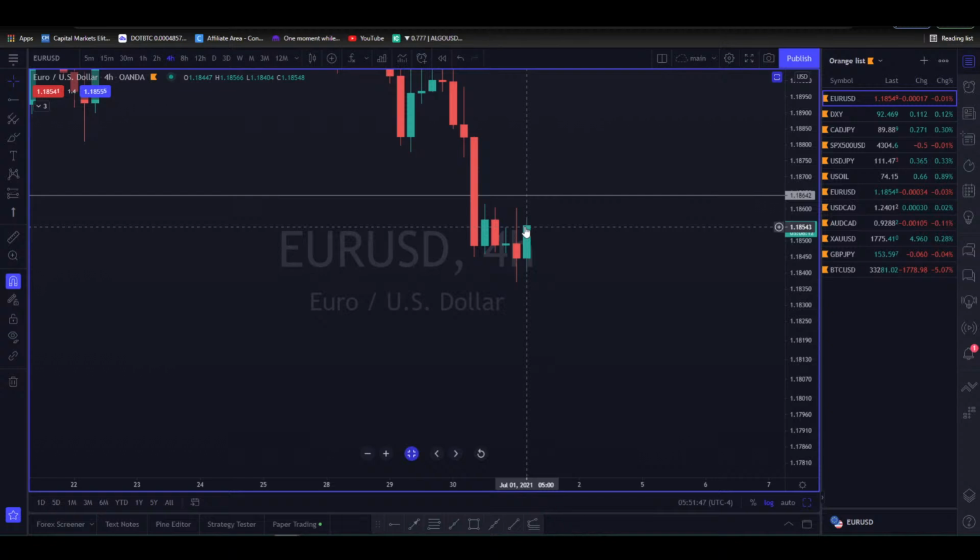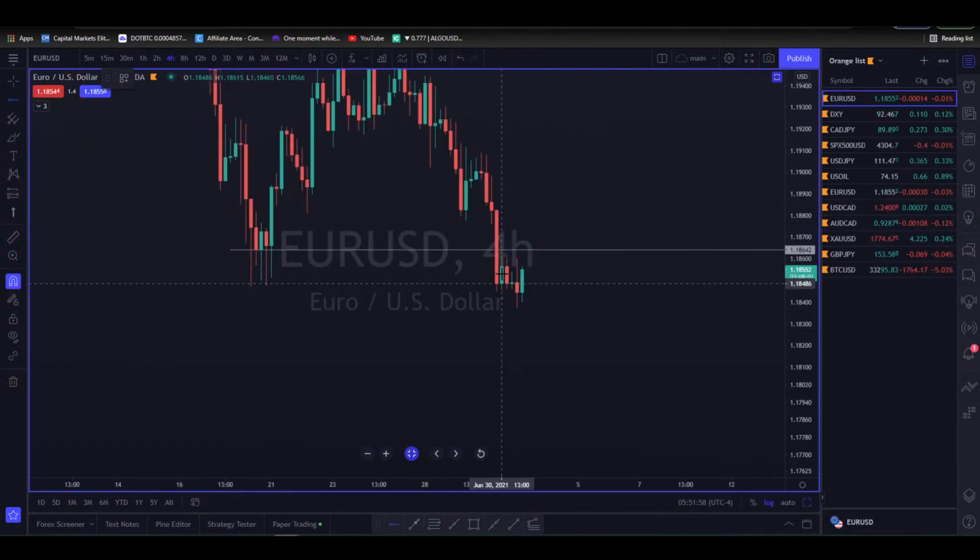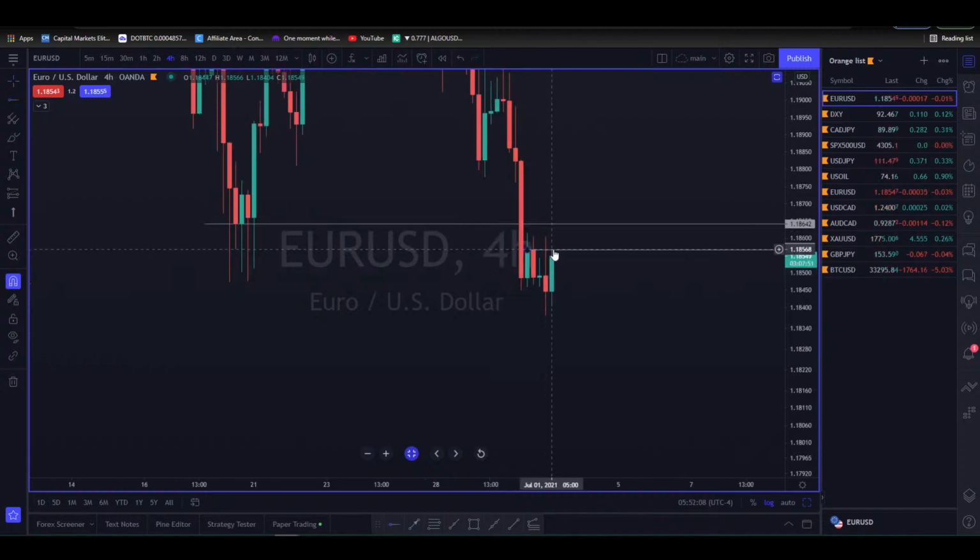Yes, it can. Here's 4-hour resistance right there, 1.1856. 4-hour closes at 9 a.m. Eastern Standard Time. If this candle is above this level when it closes at 9, you're looking for higher prices. You're not looking to short this asset, not today.